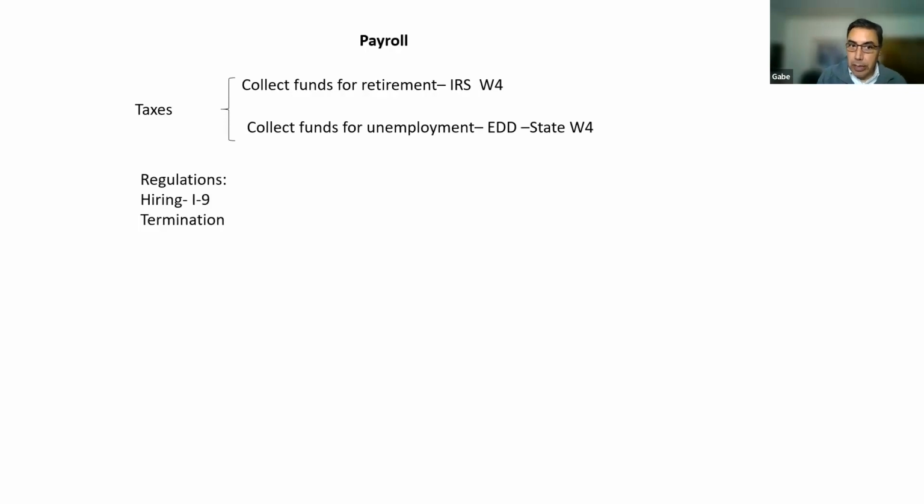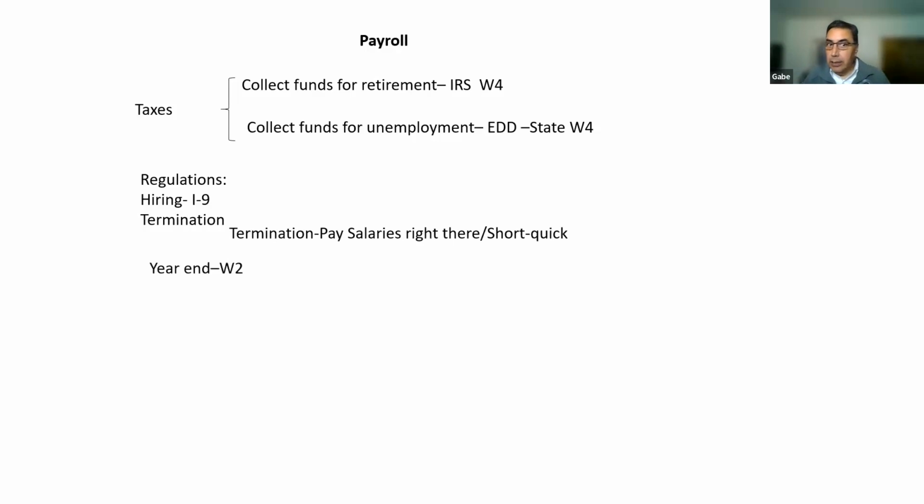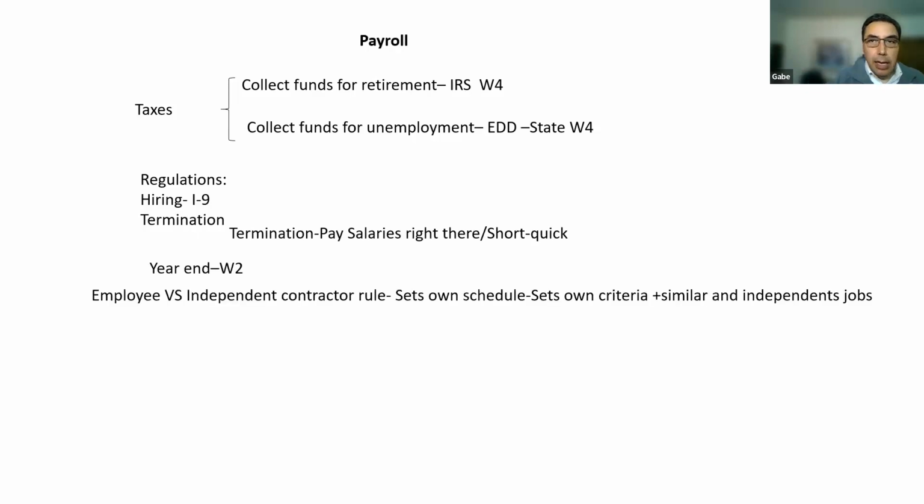And you have some regulations. Before they are hired, you need to check the I-9. You're not an official federal agent who knows the I-9, but there is some guidance for what you need to ask for, so you just follow those guidelines. On termination, as we said, you pay the salaries right away. At year end, you need to give the W-2. Those are some obligations that we have.